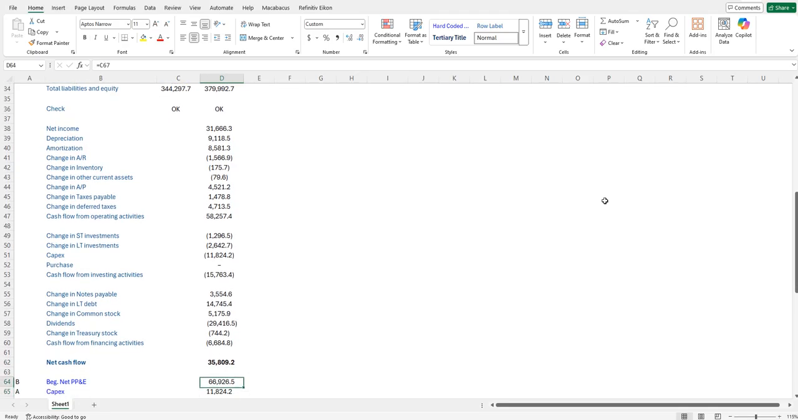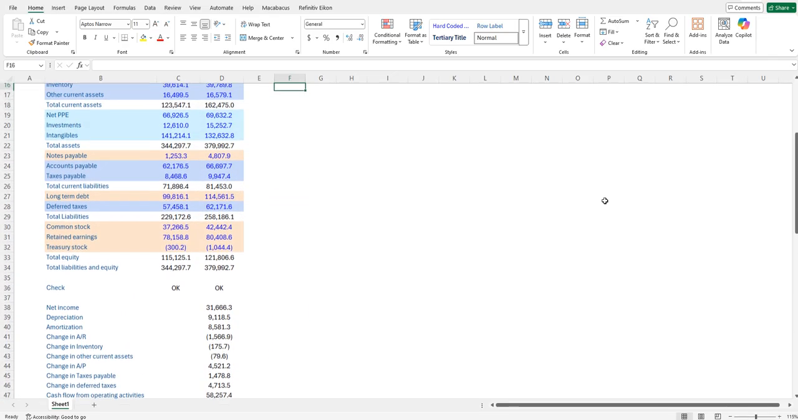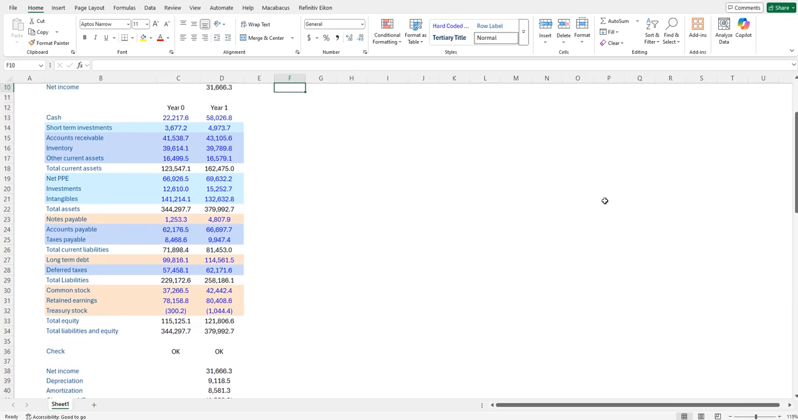Okay, and that's your final figure here. That's net cash flow, 35,809. Okay, that's how you calculate the cash flow statement, by using the items from both the income statement and balance sheet.